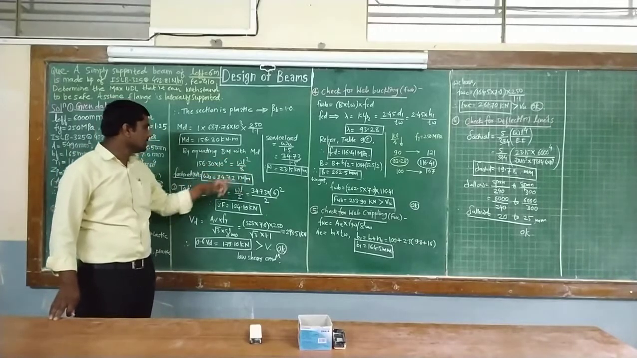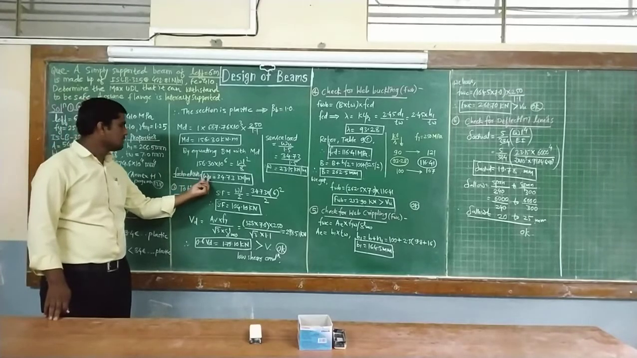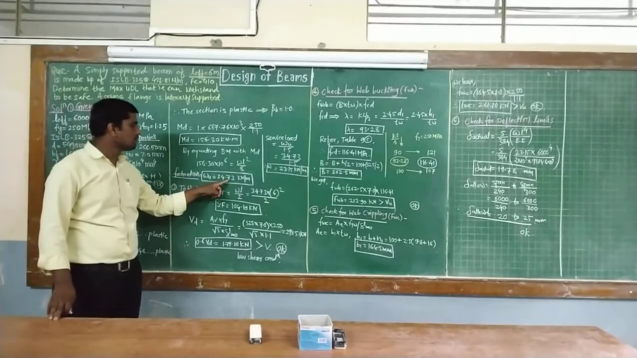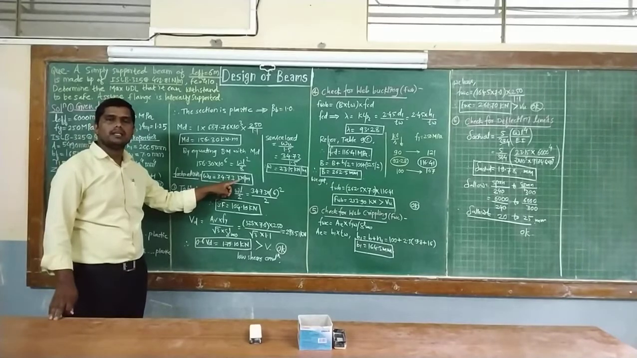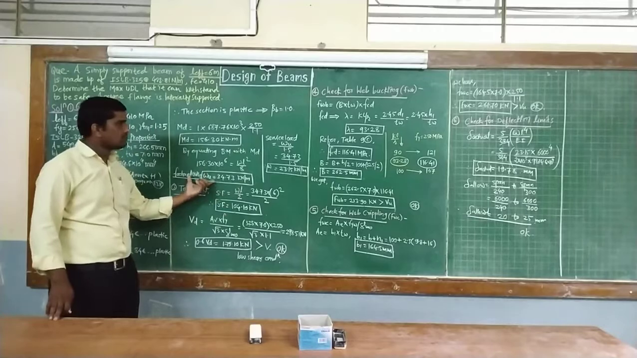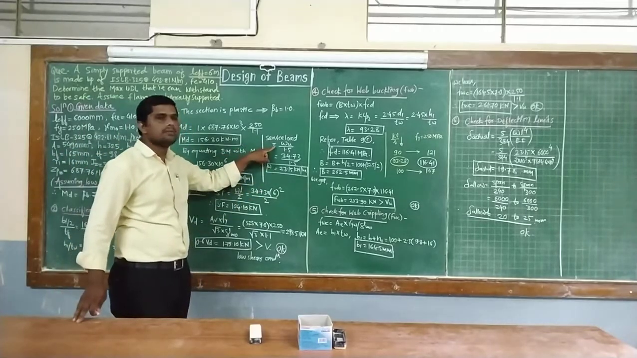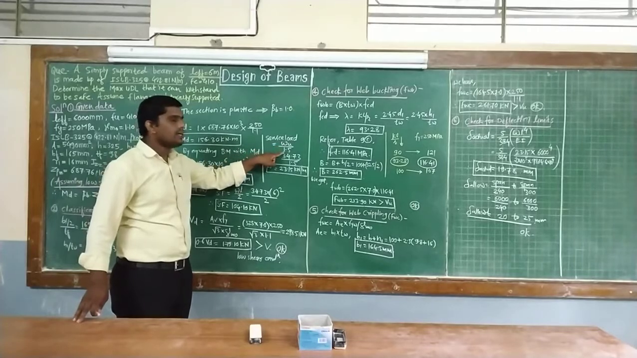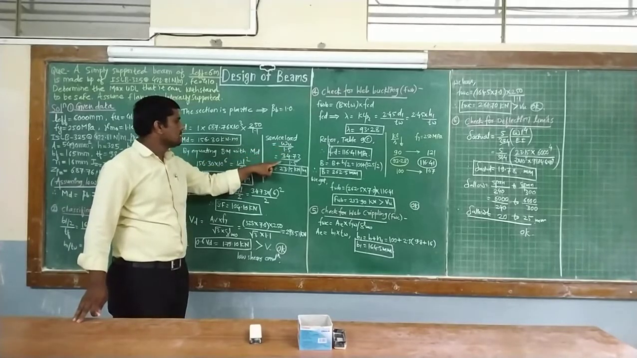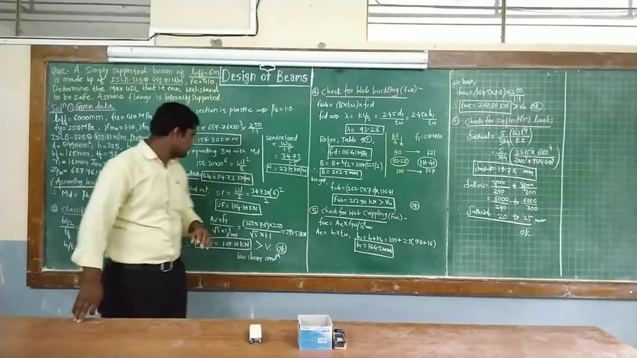That is the bending moment. Here we find out the factored load W, which is 34.73 kilonewton per meter. This is the factored load. From that we find out the service load. Remember, service load is nothing but the factored load divided by 1.5. So the answer will be 23.15 kilonewton per meter.